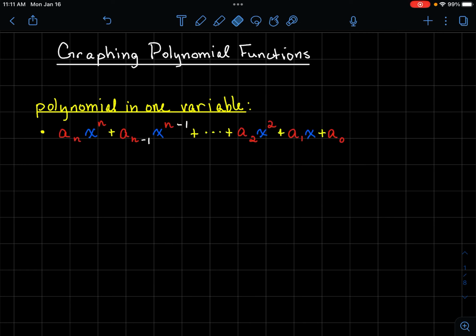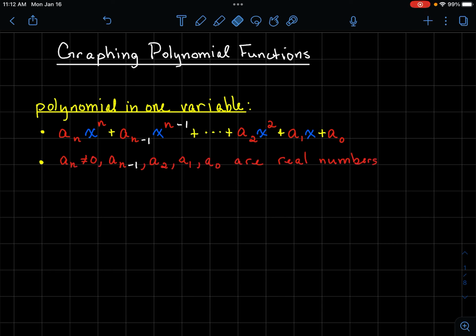If it is a polynomial of one variable, it would be in the following form, where a sub n times x to the n power plus a sub n minus 1 times x to the n minus 1 plus all the way down to a constant. I know this form probably looks a little complicated to you. If it does, don't worry, I'll give you some more concrete examples so you understand what a polynomial of one variable would look like.